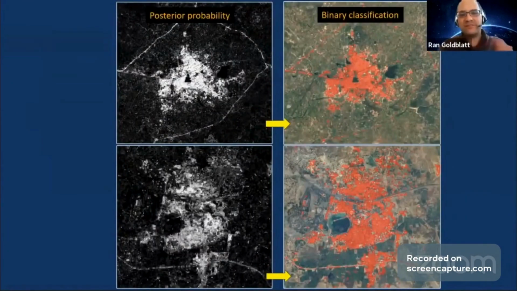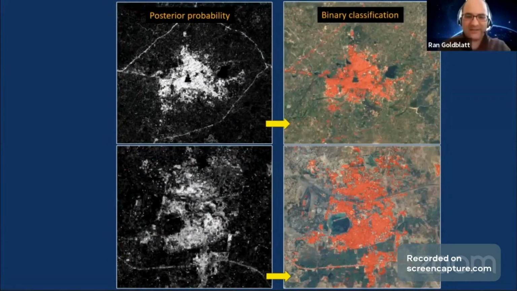So here you can see the result of this exercise. On the left side of the screen, you can see the output, the posterior probability. The values represent the probability a given pixel is built up. And on the right side of the screen, you can see the binary map, the actual map of the built-up areas that were determined according to this Otsu threshold. If the posterior probability is higher than this threshold, the pixel is classified as built up, and this is what you can see here in red.